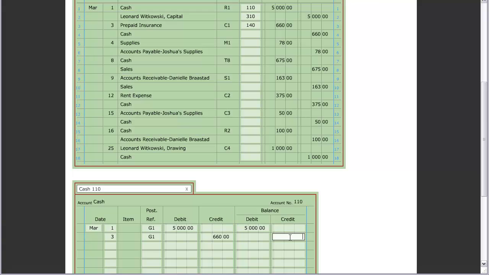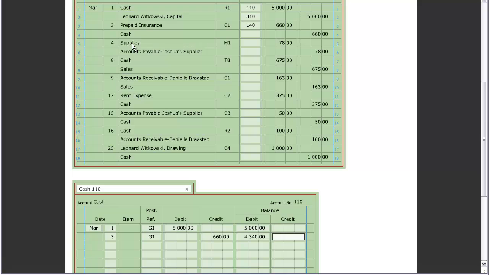$4,340, and so we know that, but we don't put it in credit either. We keep it in debit because the balance is still a debit, meaning we still have cash in the account, we just have less of it. After subtracting $660, we have $4,340, but the balance is still a debit. So as long as we have cash in our account, the balance is going to be entered on this debit side. Okay, so that's kind of tricky, something we've got to be aware of and remember.